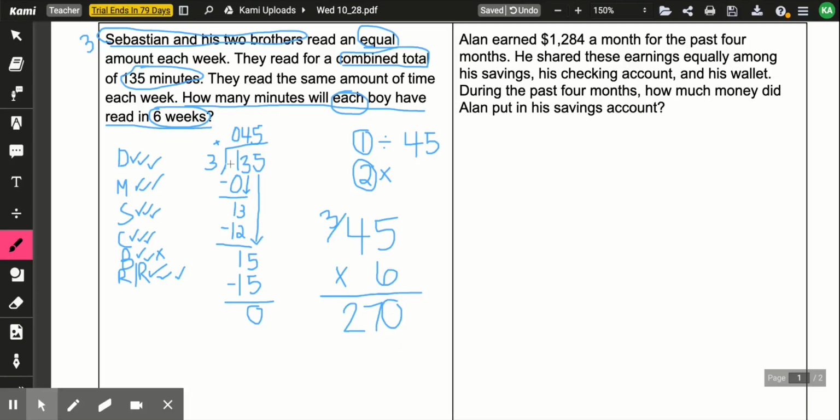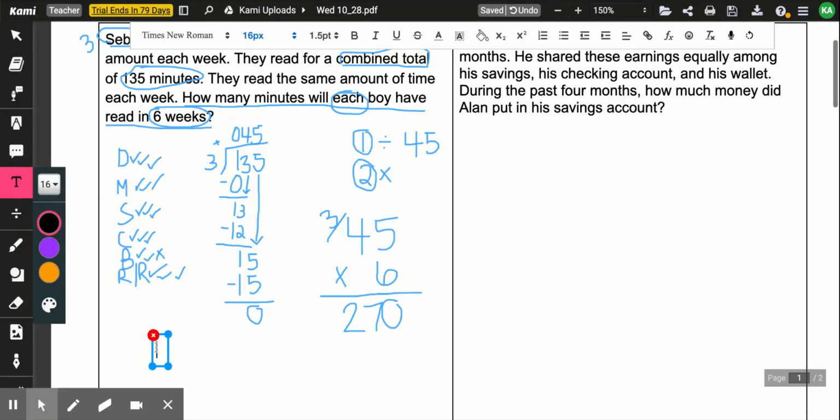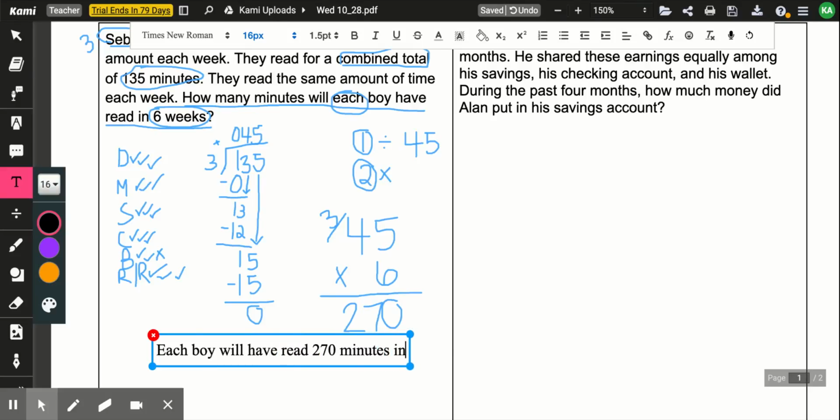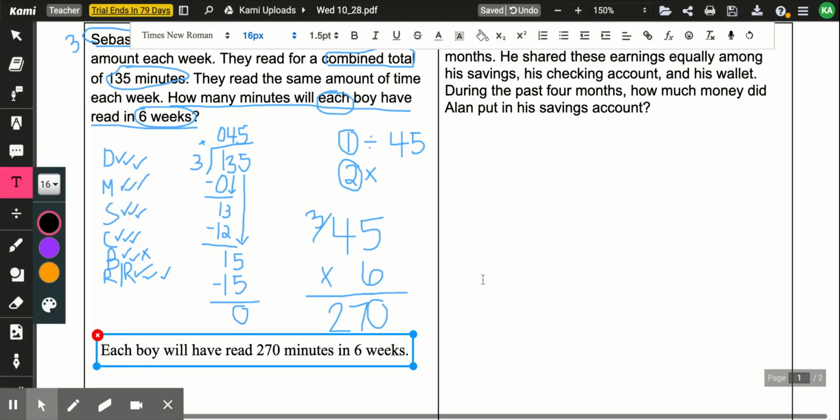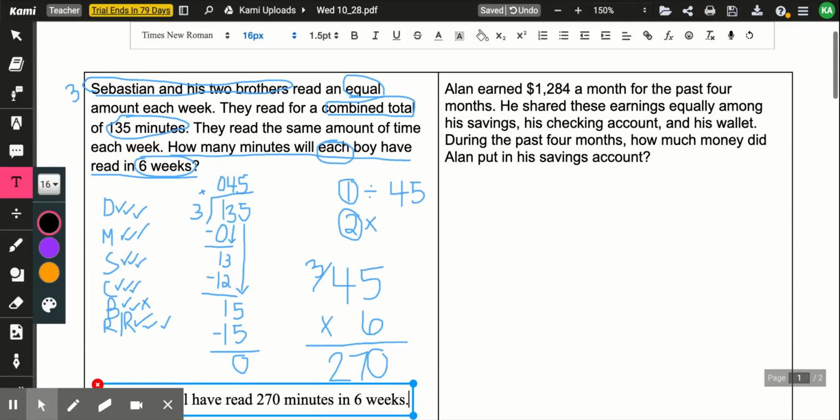So now, going back to my question, how many minutes will each boy have read in 6 weeks? Each boy will have read 270 minutes in 6 weeks. Answers my question. All right, we're going to go to the second problem over here.